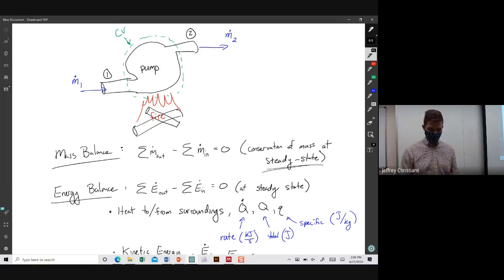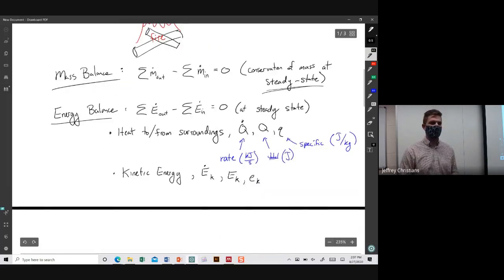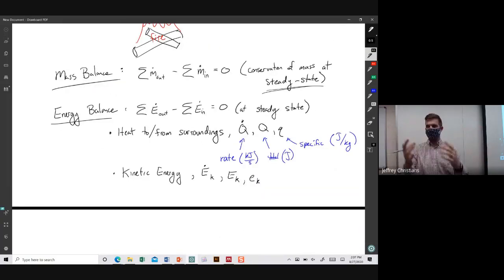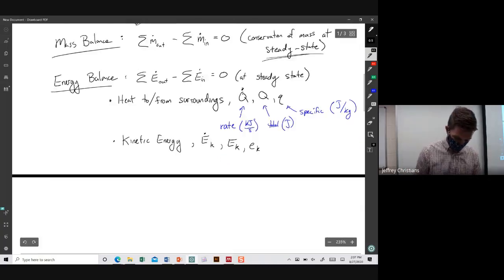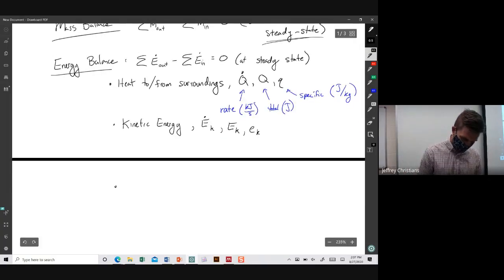Mechanical? Like I'm actually doing the work. Yeah, so there's presumably a blade or something inside the pump that's spinning and moving, which is doing the actual pumping and imparting some energy to the fluid to pump it. So that would be what we call work.